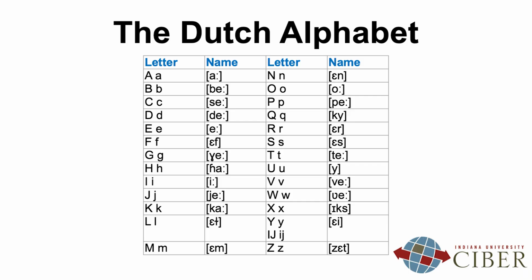So let's read the letter names. Repeat after us. A, B, C, D, E, F, G, H, I, J, K, L, M, N, O, P, Q, R, S, T, U, V, W, X, Y, Z.